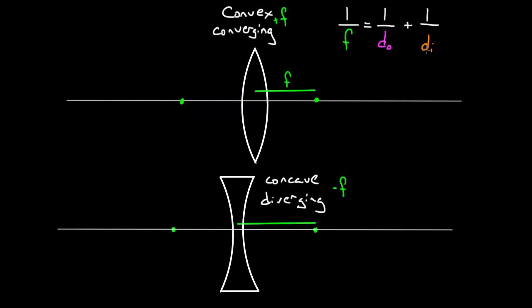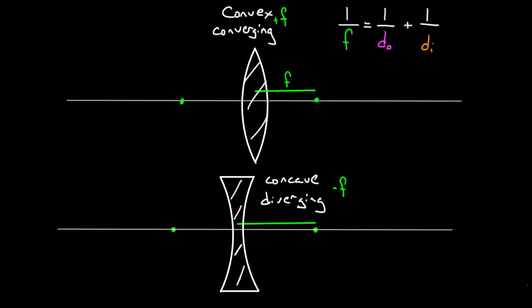DO, DI, doesn't matter. DO and DI could be big, small, positive, negative. You could have a real image, a virtual image. It doesn't matter. All you have to look at is what type of lens you have. That will tell you whether you should plug in a positive focal length or a negative focal length. Alright, so focal length isn't too bad.